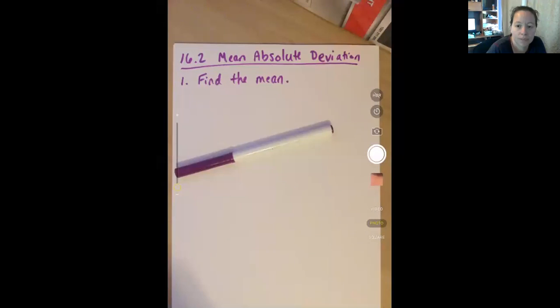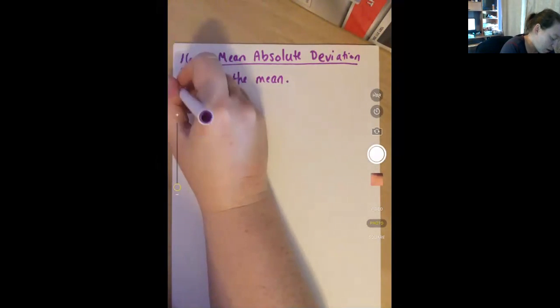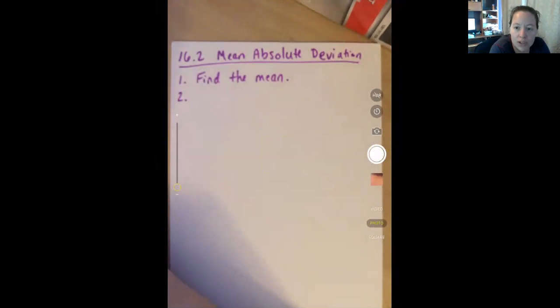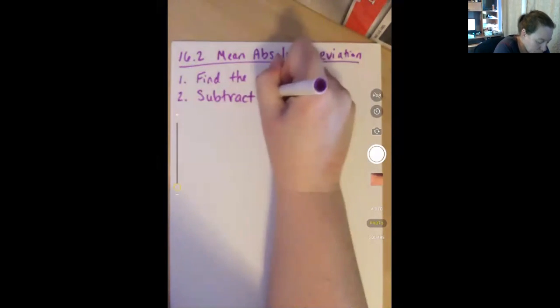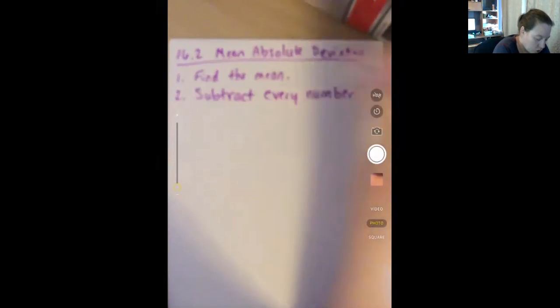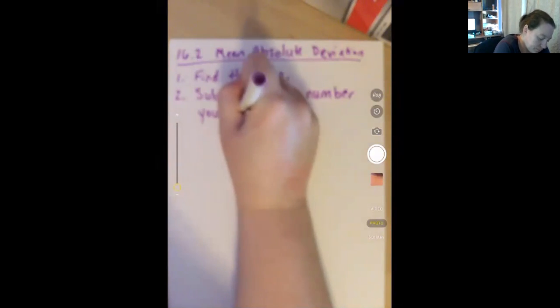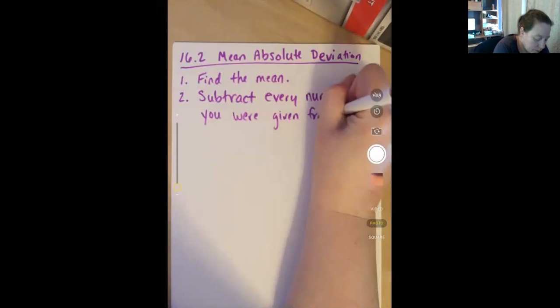Okay, so after you found the mean, you added all the numbers together, you divided it by how many numbers there were. You then take that mean and subtract every single number that you were given from that mean. Subtract every number you were given from that mean.